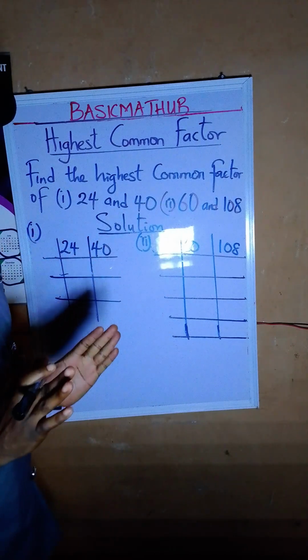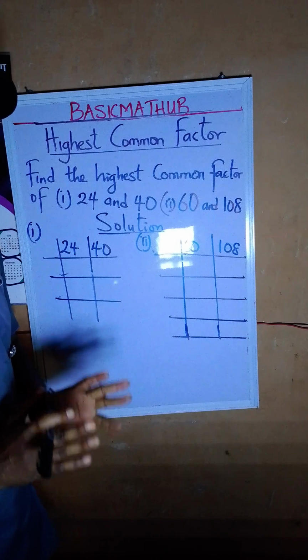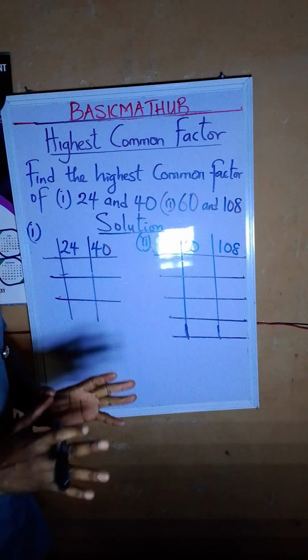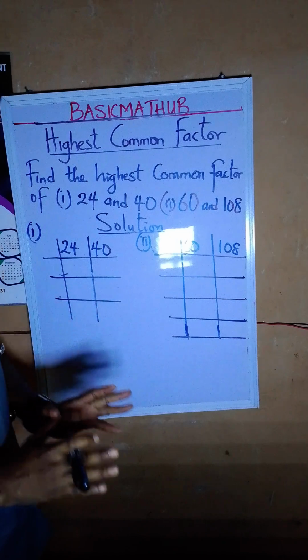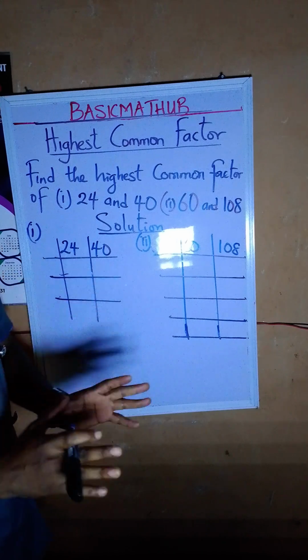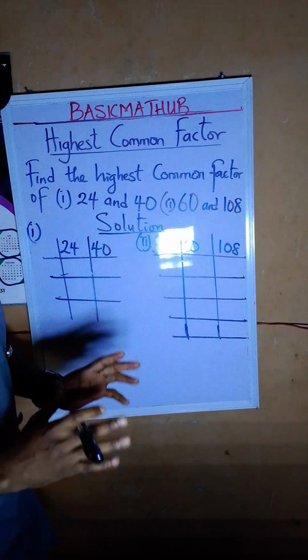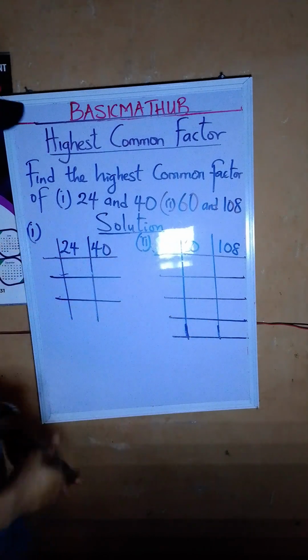So the same method we use finding our LCM, the only difference between finding the LCM and HCF is that in HCF, you make sure that the factors, the prime numbers you are going to use must be common to the numbers that are given. So let's practice this.